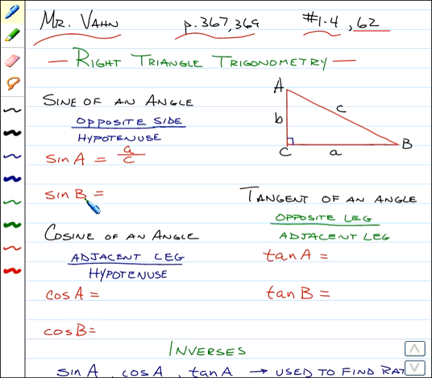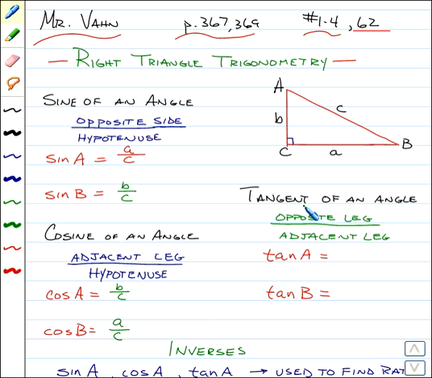Then the sine of angle B is its opposite side, which is b, over the length of the hypotenuse, which is C. Then we move on to cosine. The cosine of an angle is the ratio of the adjacent leg over the hypotenuse. So the cosine of A's adjacent leg has a length of b. So that's going to be b over the hypotenuse again, C. And the cosine of B is its adjacent leg, which is small a, over the hypotenuse of C.